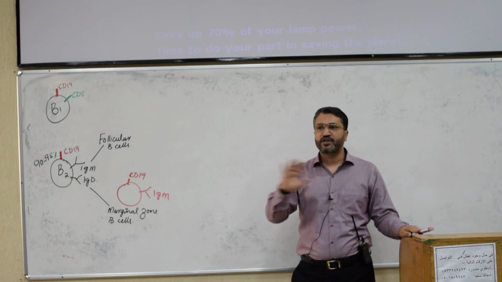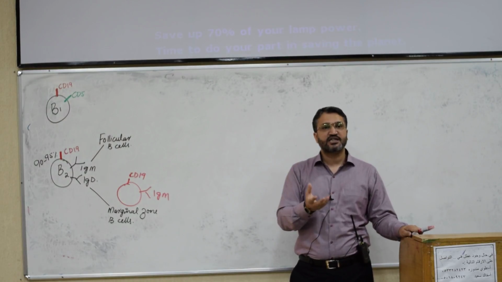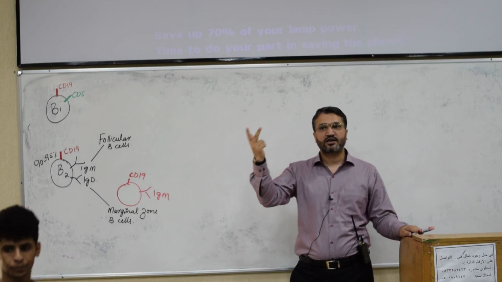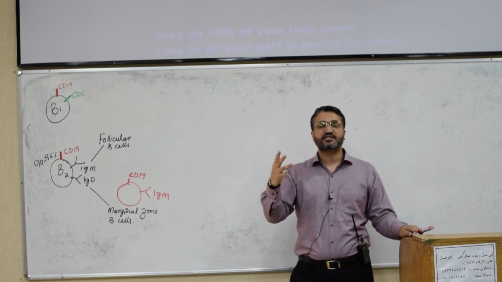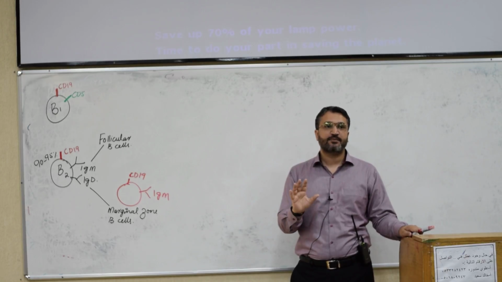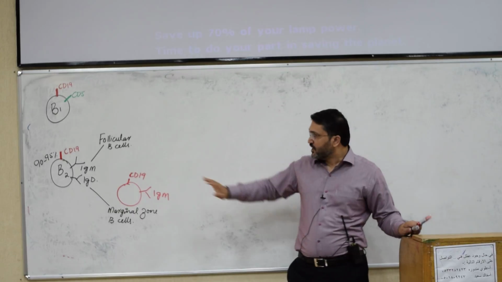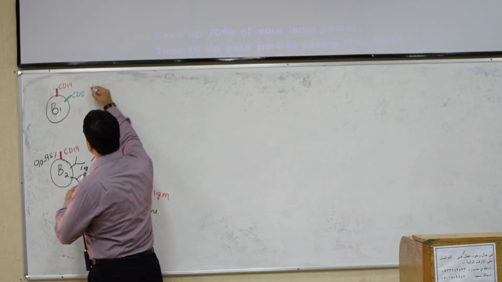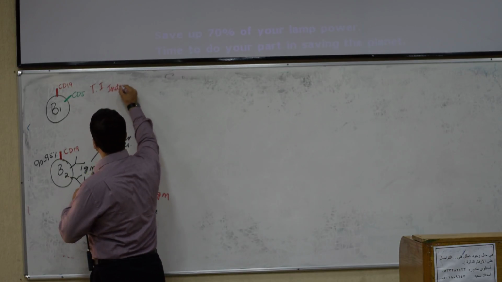And when there is no need of T cell help, what are those situations? When your pathogen is made up of polysaccharides, nucleic acids, carbohydrates, or lipids. These things do not require T cell help, so such responses will be called T independent. B1 cells are T independent. So simply TI, or T independent.